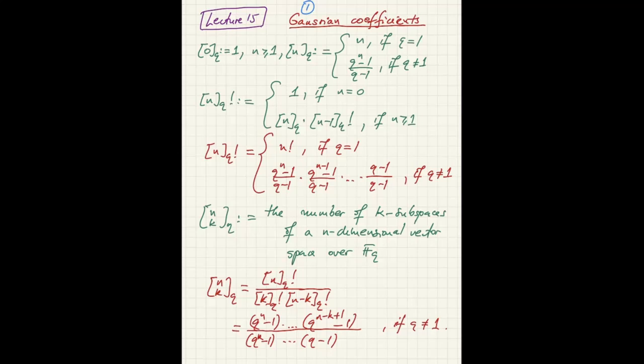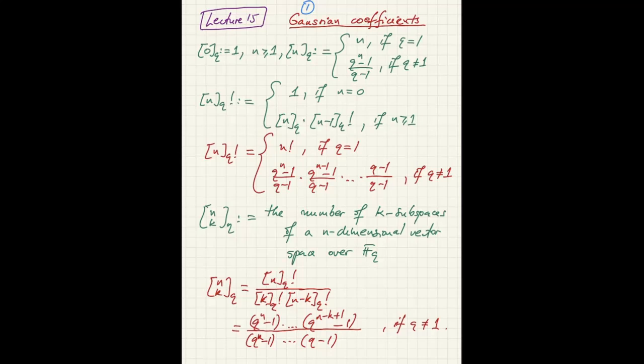And using this notion, we defined the q factorial, and this is defined recursively. When n equals 0, it equals 1. And then if you want to calculate [n]_q factorial, you just multiply [n]_q times the previous factorial, [n minus 1]_q factorial. If you unpack this recursive formula, you realize that when q equals 1, this q factorial coincides with the usual n factorial. And when q is not 1, we have this product of n factors of the form (q to the k minus 1) divided by (q minus 1) when k goes from n all the way down to 1.